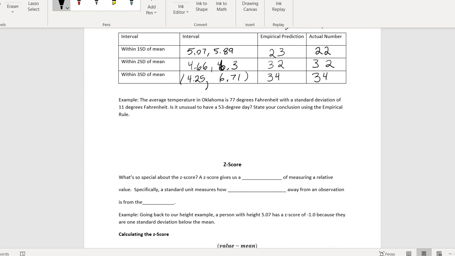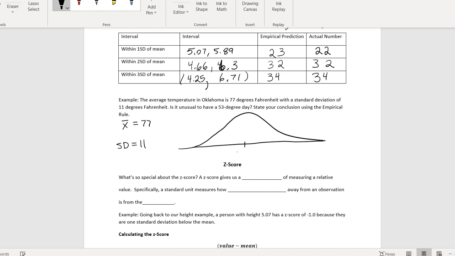So for the next example, the average temperature in Oklahoma is 77 degrees. So x bar equals 77. And the standard deviation is 11 degrees. So SD equals 11. What we want to know is, is it unusual to have a 53-degree day? So let's go ahead and draw a normal curve and see where 53 would end up.